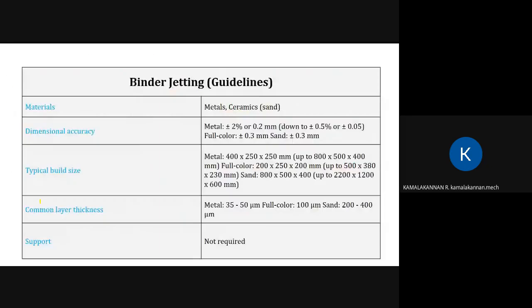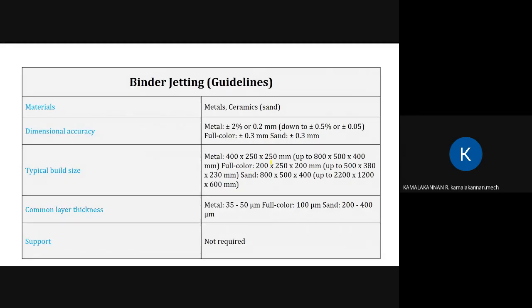So guidelines: material, you can go for metal, ceramic or sand. Dimensional accuracy, maximum you will get plus or minus 0.2 or plus or minus 0.3. So it will vary for metal and full color material, that is nothing but sand. Then next one is build size. So minimum you can build with some size and maximum you can go for some size.